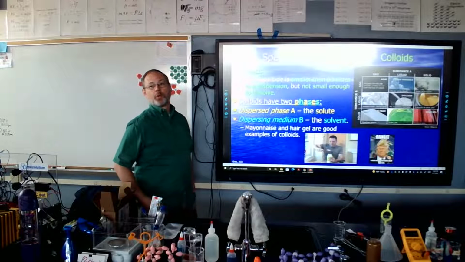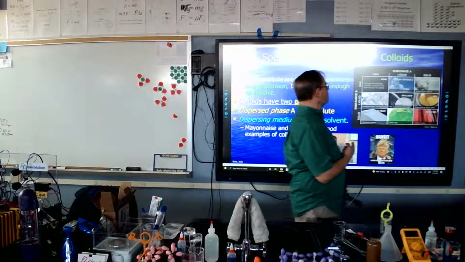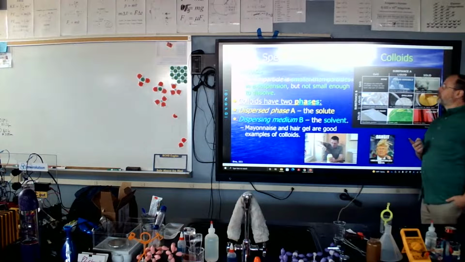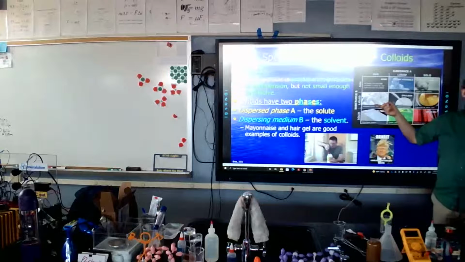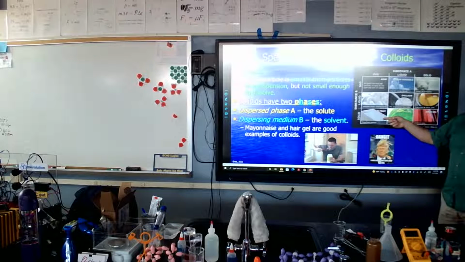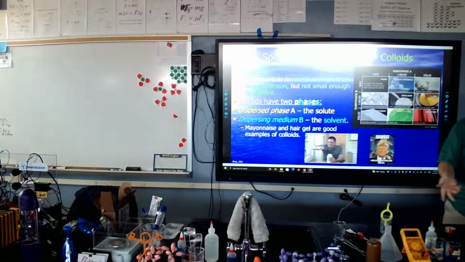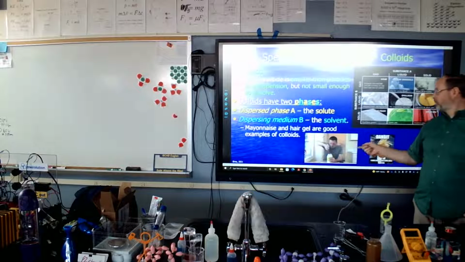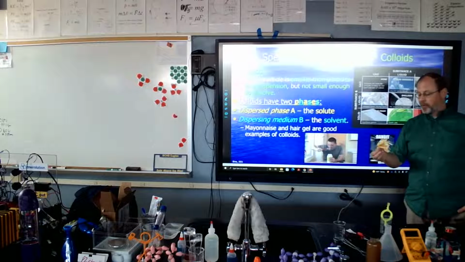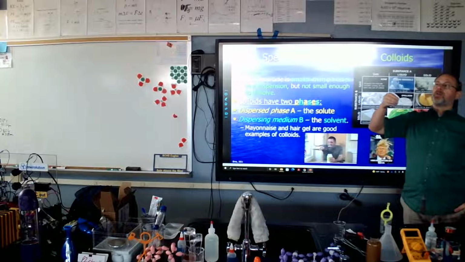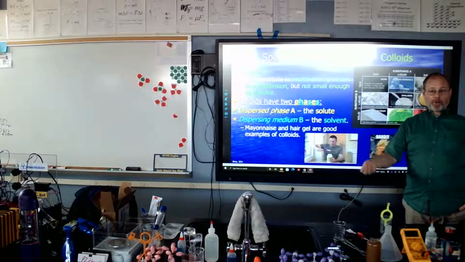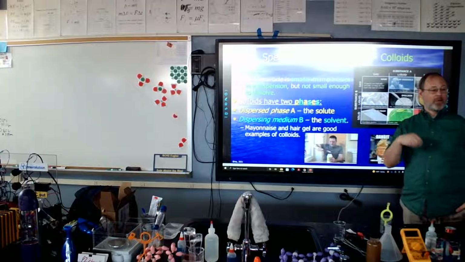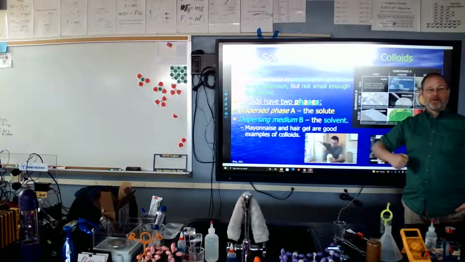You might be familiar with colloids. Foam is a colloid where gas is trapped in liquid, or gas is trapped in solid. Smoke is a colloid of solids trapped in air. That's a colloid. Mayonnaise is probably one of your favorite colloids. Mayonnaise is liquid egg whites trapped in liquid oil. That's what mayonnaise is. It's egg whites in oil. Yum.